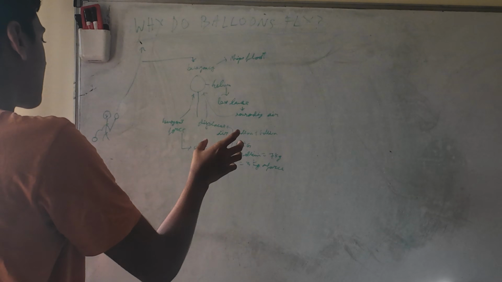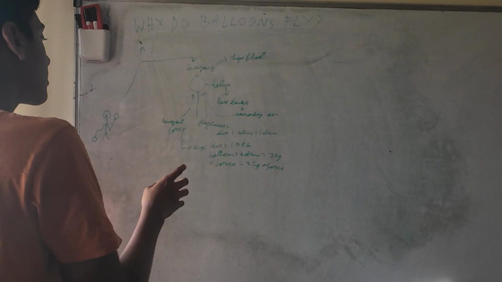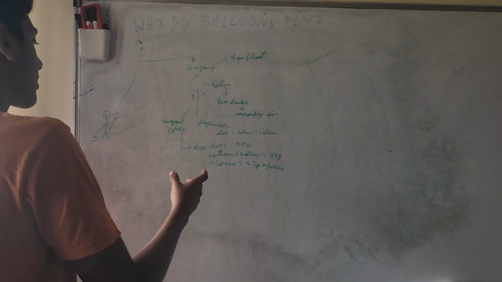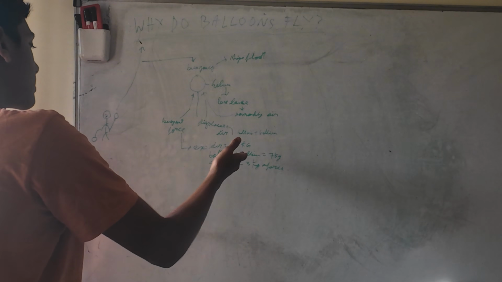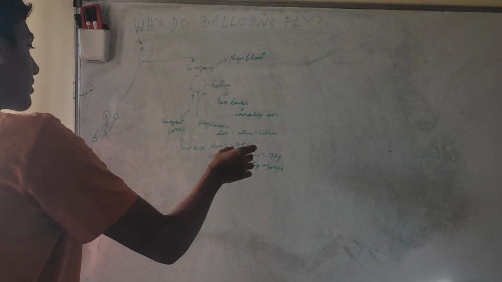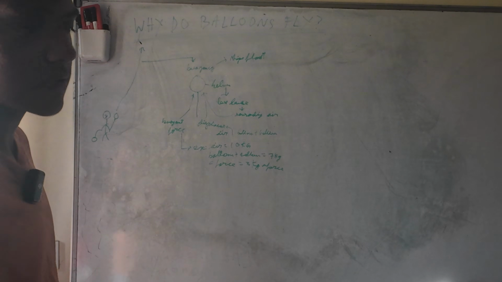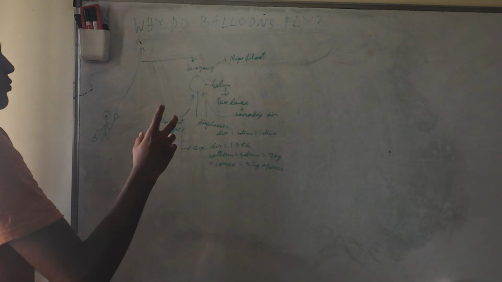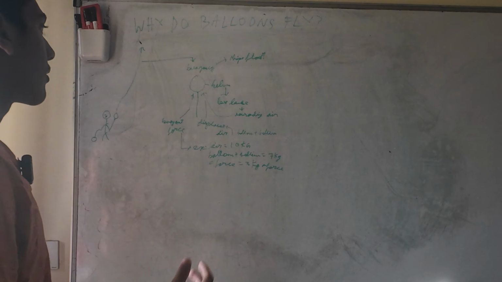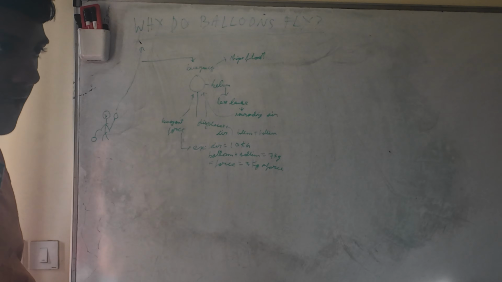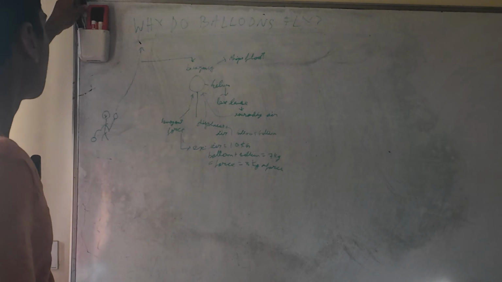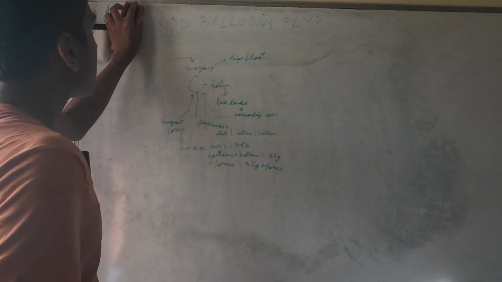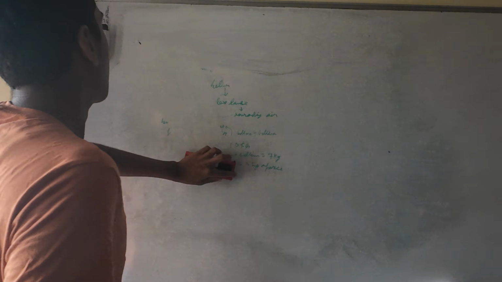So the air is 10 kg, and the balloon plus the air, since we're blowing it with regular air, equals 13 kg. That means the balloon weighs 3 kg more than the air, making the balloon float down, so it doesn't fly up. And that's basically why balloons fly, and how they fly. And that's basically it.